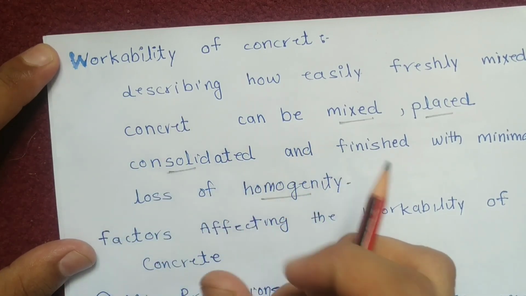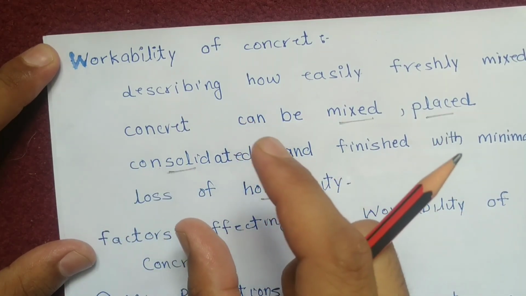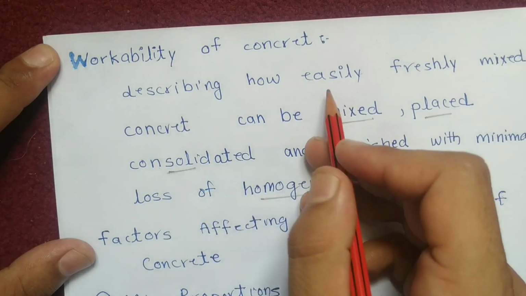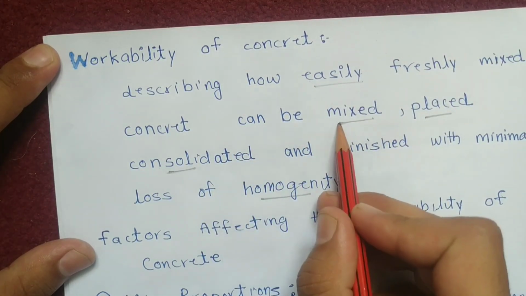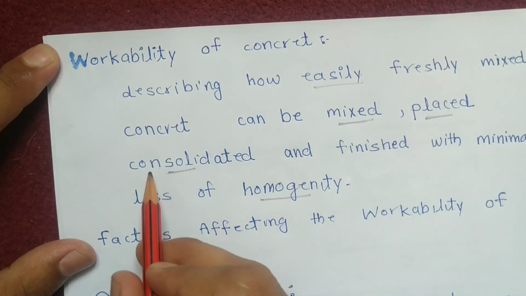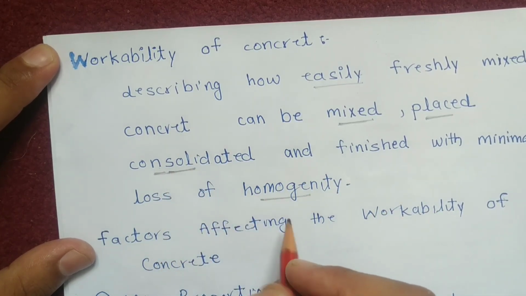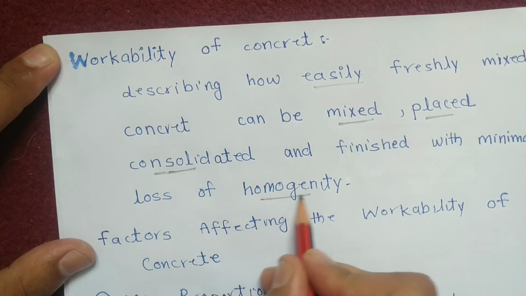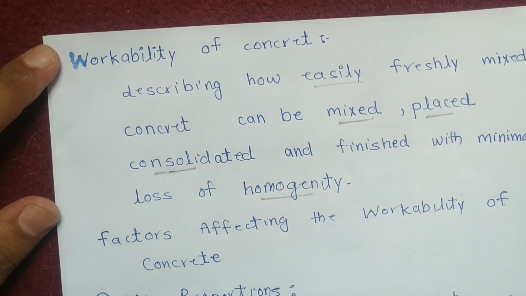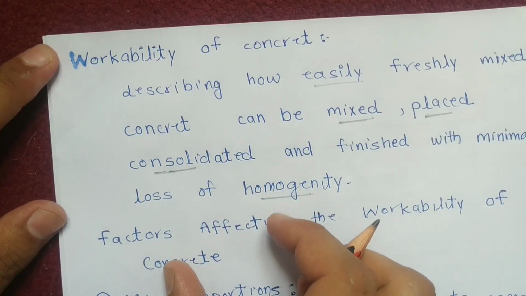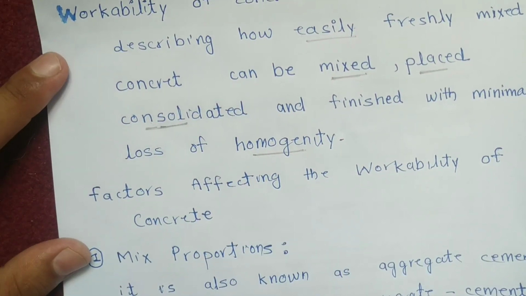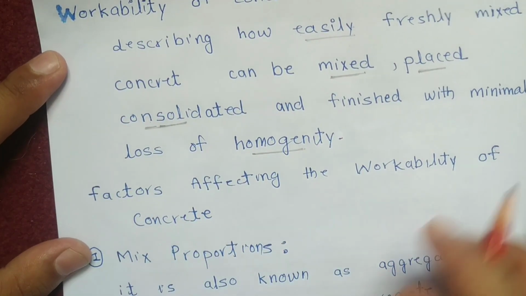So workability of concrete is nothing but how workable the concrete is, how easily we can mix the concrete, place the concrete, as well as consolidate the concrete without losing homogeneity. It shows us how workable our concrete is. Here are some of the factors which affect the workability of concrete.